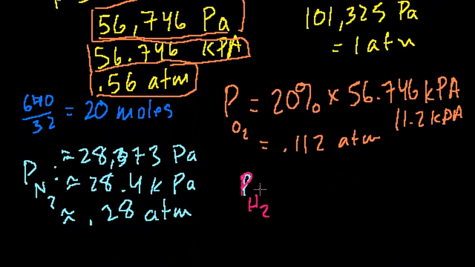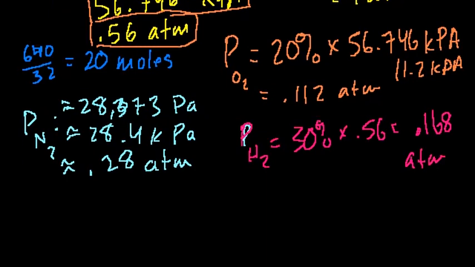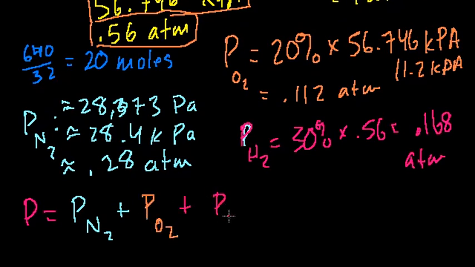But the partial pressure due to hydrogen is just 30% of any of these numbers. Pick one. Let's do it in atmospheres. Times 0.56 is equal to 0.3 times 0.56 is equal to 0.168 atmospheres. And so the total pressure should be equal to the partial pressure of nitrogen, plus the partial pressure of oxygen, plus the partial pressure of hydrogen.